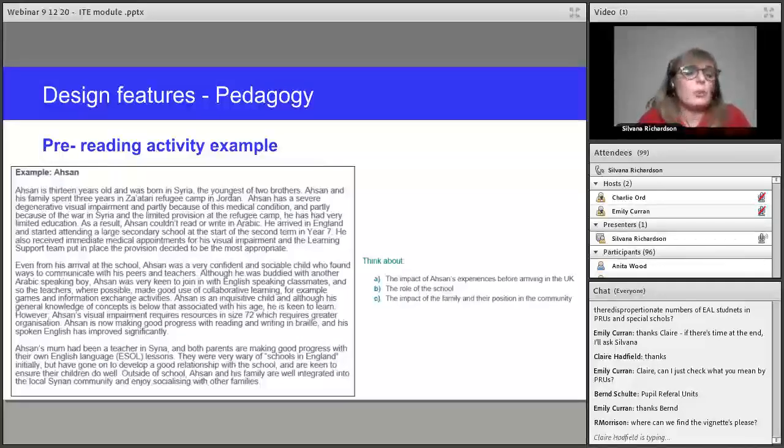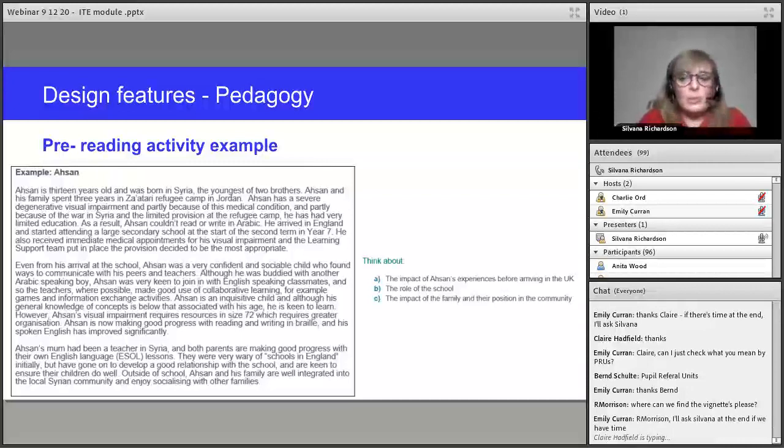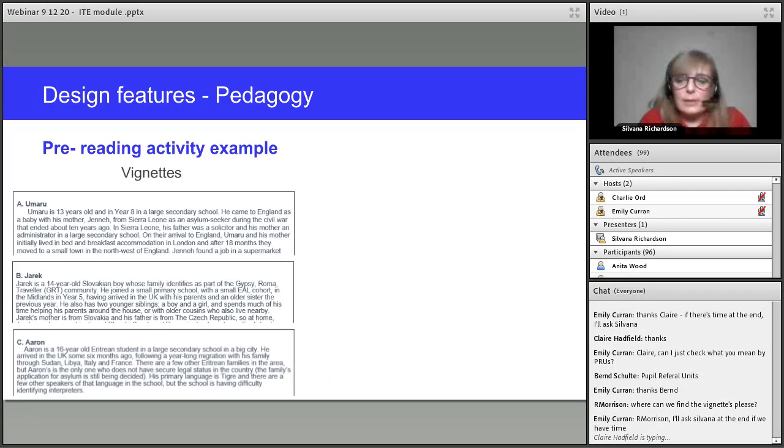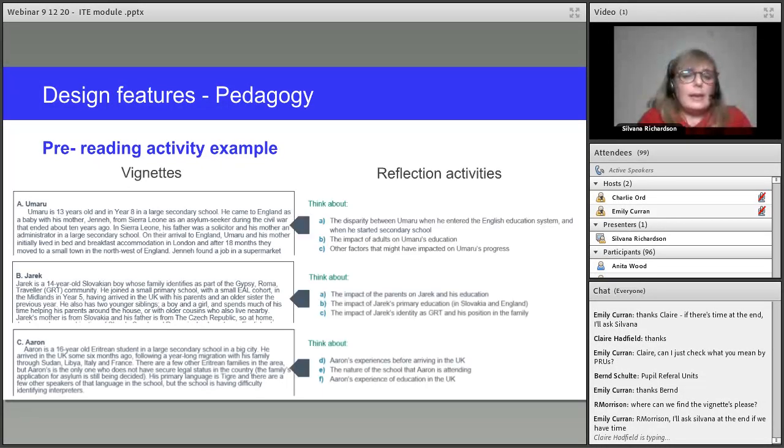So this is an example of the vignette, and I don't expect you to read everything, just to show you these examples of typical learners with EAL on the left, and on the right we've got some pointers to help our student teachers think about specific aspects that are relevant to that vignette.